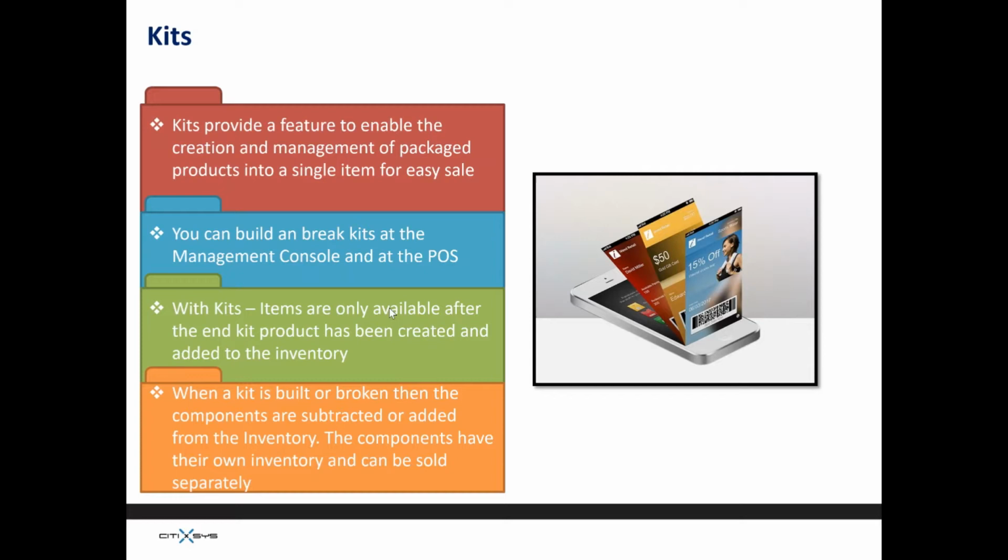Just like when you put together a kit, you take two individual items into one, you are adding a new item to your master. The same way, when you break a kit, you are taking apart two items, and you are also affecting the available stock for these individual items.